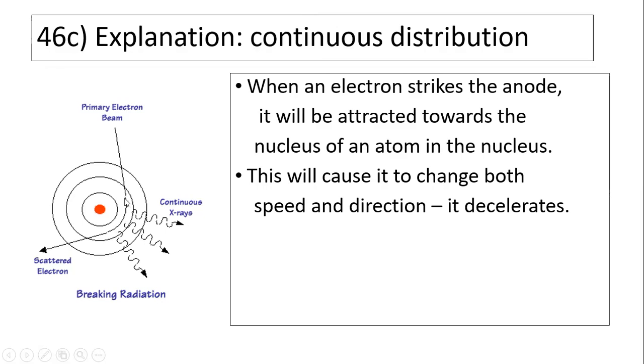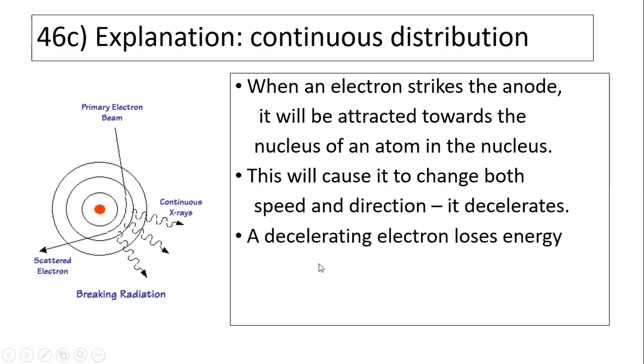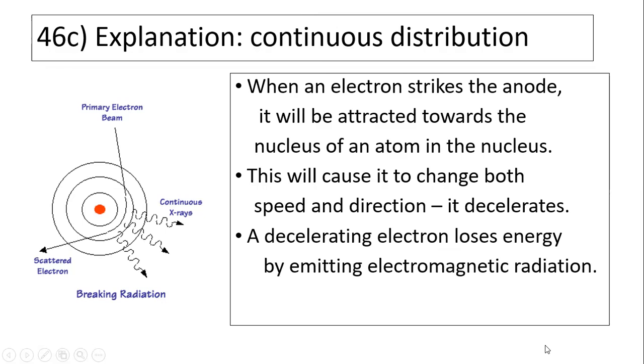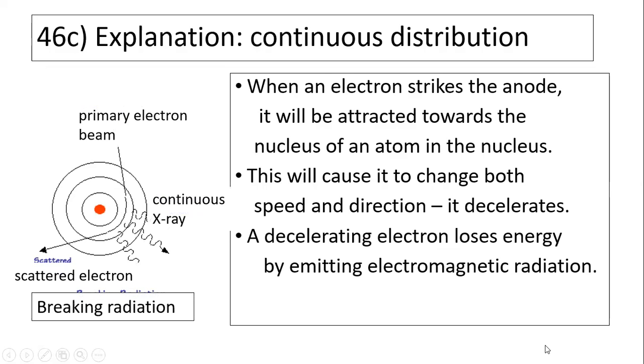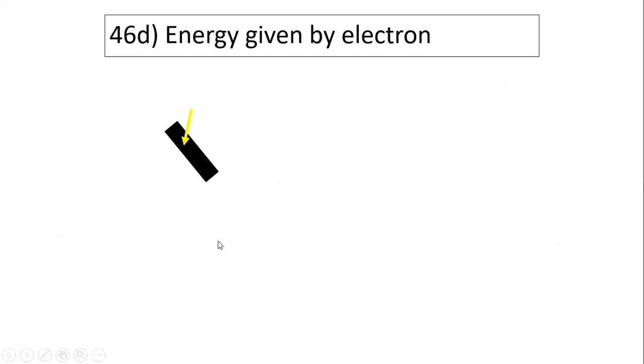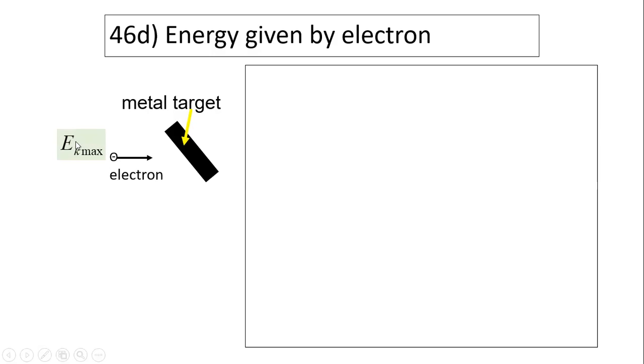Right? It doesn't have to be always there. It can be nearer, or it can be further. That's to explain the continuous spectrum of intensity. A decelerating electron loses energy by emitting electromagnetic radiation. Okay, and that X-ray we call braking radiation. Energy given by electron, I just reviewed with you. Right, that's the maximum kinetic energy.